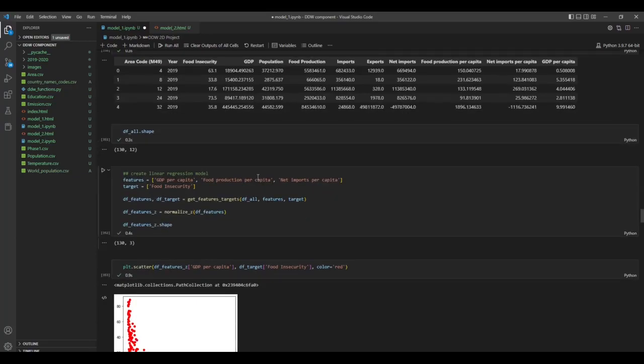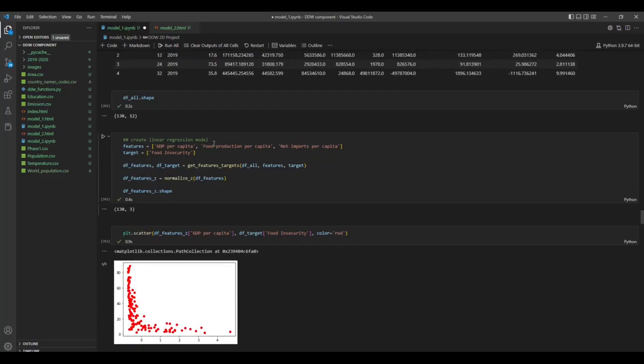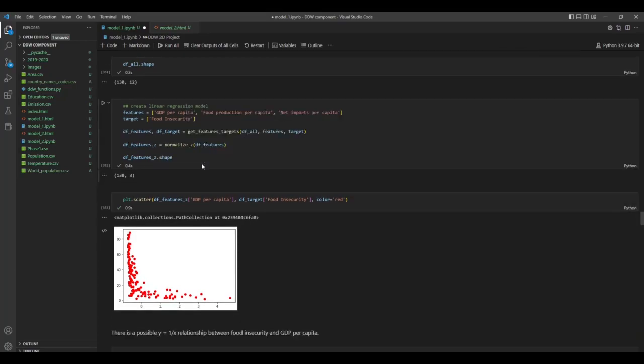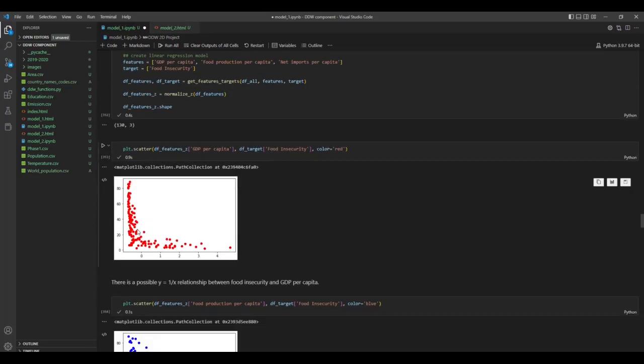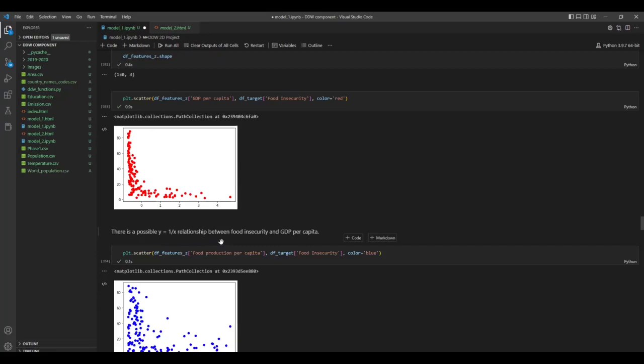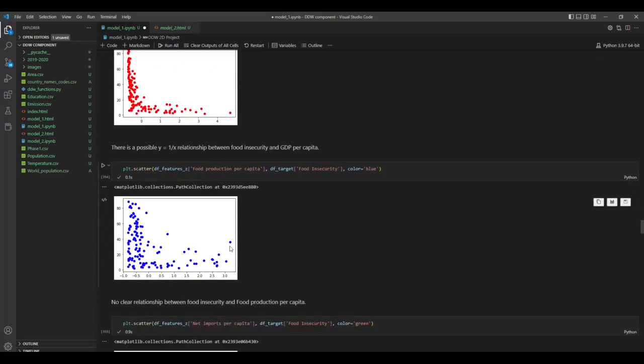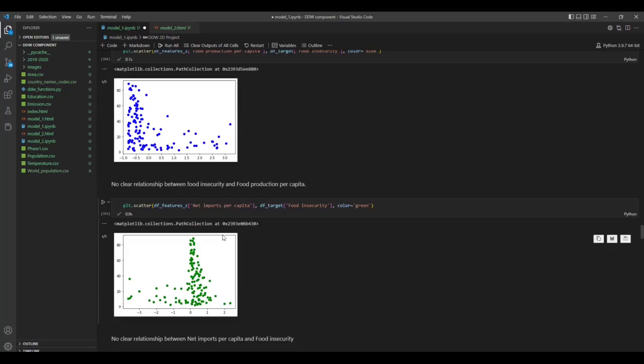Then afterwards, it's time to create our linear regression model. For features, we have GDP per capita, food production per capita, and net imports per capita. And the target is the food insecurity index provided by the United Nations Food and Agriculture Organization. First we plotted GDP per capita against food insecurity, and we got a y equals 1 over x relationship. Then when we plotted food production per capita against food insecurity and net imports per capita against food insecurity, there wasn't a very clear relationship between them.